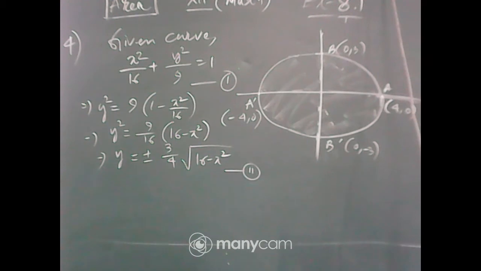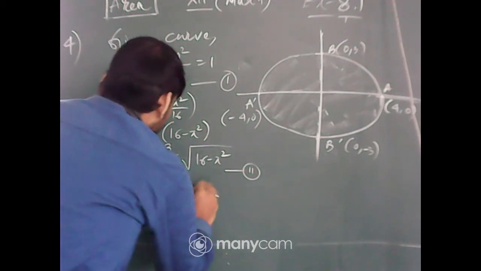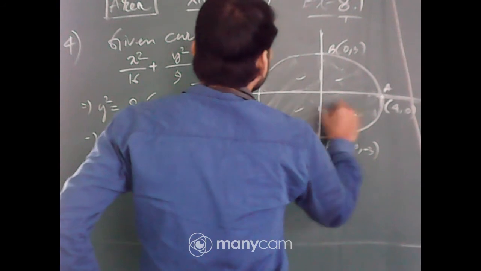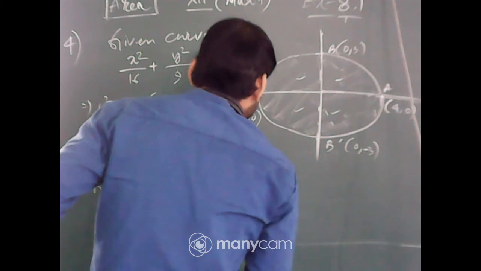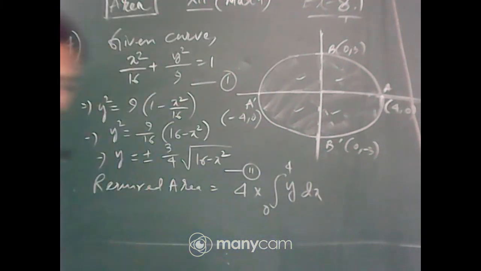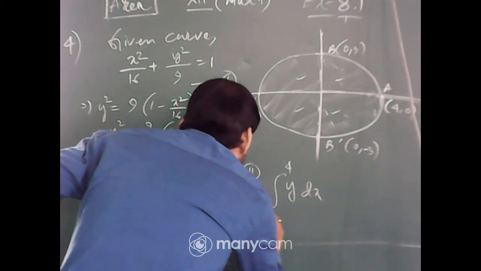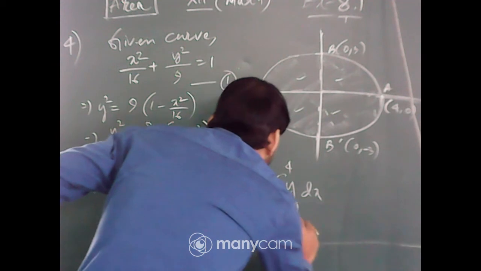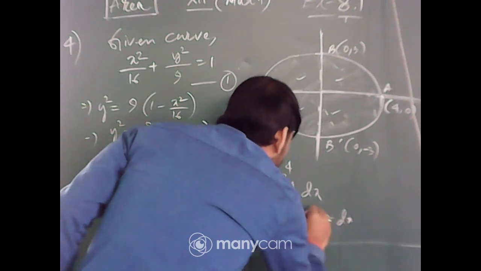Therefore, the required area is a symmetric figure. These all are symmetric. So 4 into the area in the first quadrant. So 4 into limit 0 to 4 y dx. Isn't it? Okay. So 4 into 3 by 4, I will take only the positive value, 0 to 4 root over 16 minus x square dx, or you may write here 4 square minus x square dx.